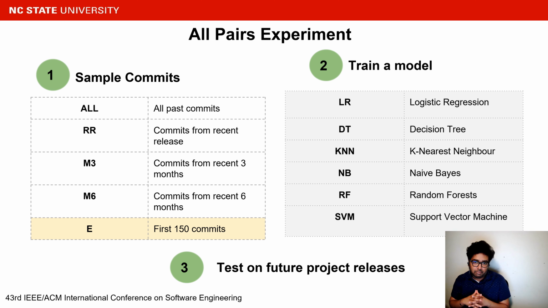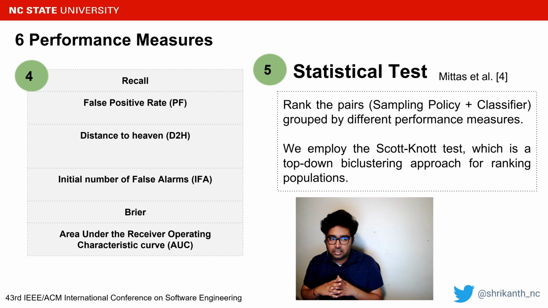To compare sampling policies, we run all pairs experiments in 5 steps. Each step is a defect prediction model built using one of the 6 classifiers using data sampled from one of the 5 policies discussed earlier. Then we use that model to test on all future releases. Then we gauge using 6 performance measures, and the distributions of those test release scores are analyzed statistically using the Scott-Knott test.